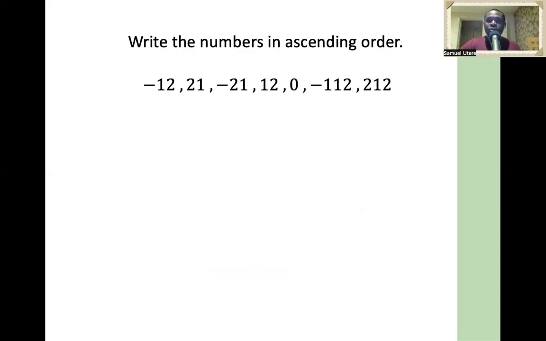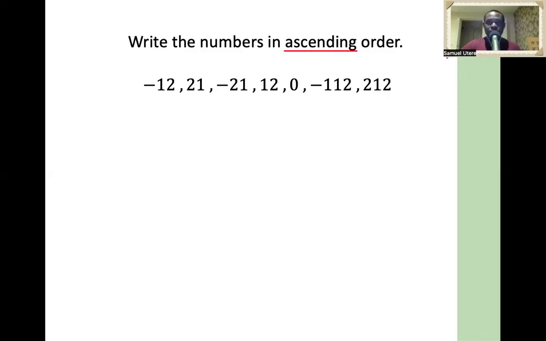All right. Here's another example. If we're asked to write these numbers in ascending order, what does ascending even mean? Ascending means to write the numbers from the smallest to the biggest. So ascending means you write your numbers from the smallest to the biggest.